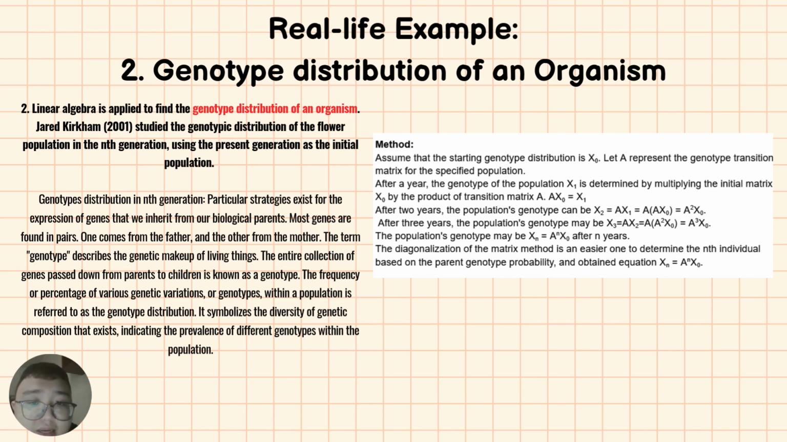The method we use is by assuming the starting genotype distribution is x naught and letting the matrix A represent the genotype transition matrix for the specific population. After one year, the genotype distribution is denoted by x1 equal to A times x naught. The second year, the genotype distribution can be defined by x2 equal to A multiplied by x1, which also equals A multiplied by A x naught. Then this is equal to A squared x naught. And we can compute by the same method to find x3, x4, until xn equals A to the power of n times x naught.